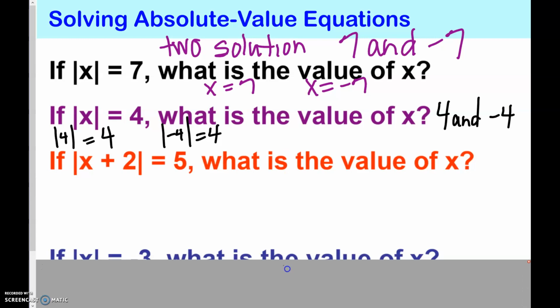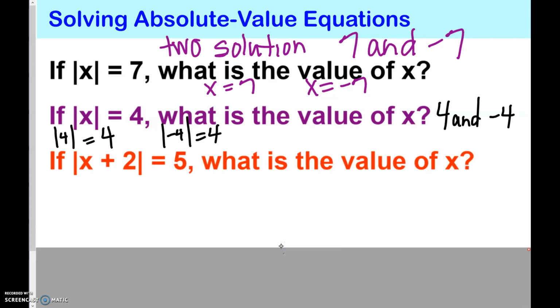So let's do this one here in red. Okay, what number can you put in here for x so that that answer is going to come out to 5? What number can you put in there? Can you put a 1? So that 1 plus 2 and the absolute value of that, does that give you 5? Nope. So what number could you put in there so that it would come out to be 5? And most of you can probably think ahead and you can know the answer is 3.